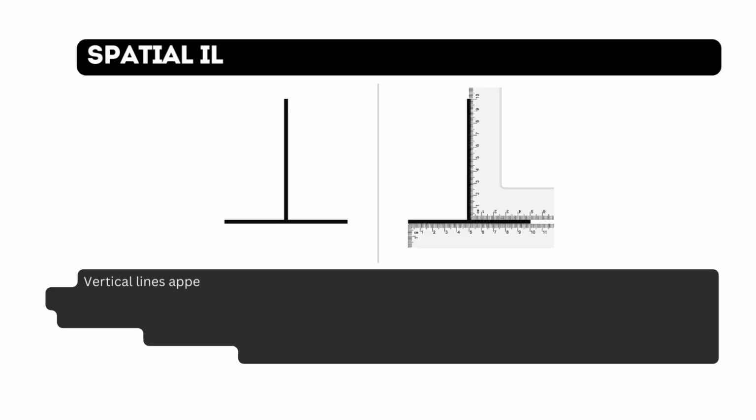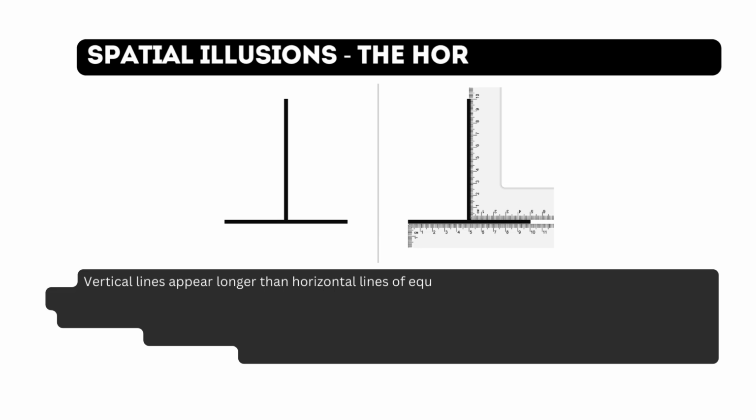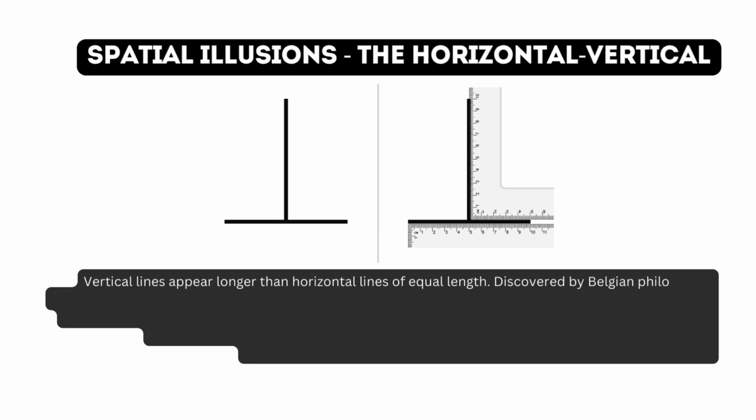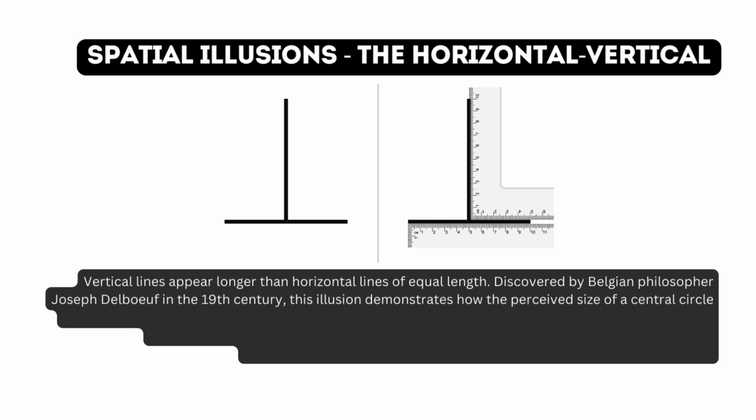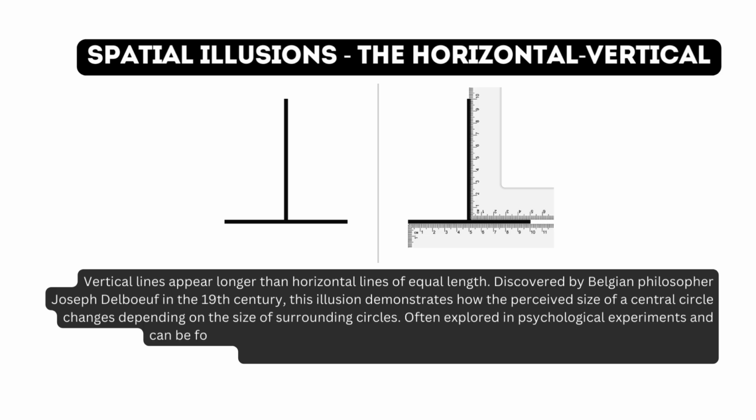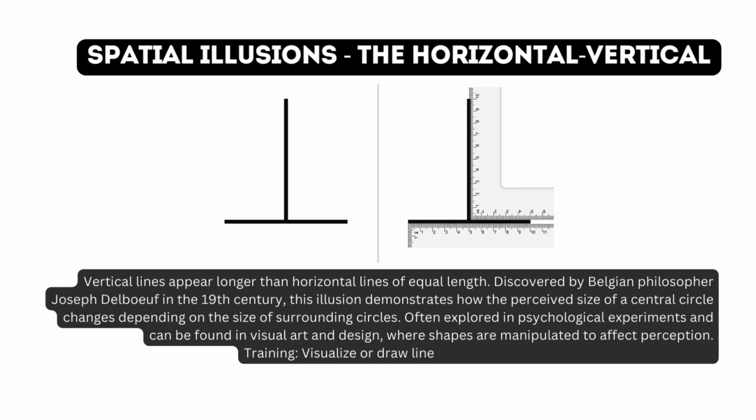The horizontal-vertical illusion: vertical lines appear longer than horizontal lines of equal length. Discovered by Belgian philosopher Joseph Delboeuf in the 19th century, this illusion demonstrates how the perceived size of a central circle changes depending on the size of surrounding circles. Often explored in psychological experiments and found in visual art and design, where shapes are manipulated to affect perception. Training: visualize or draw lines to reinforce understanding of true lengths.